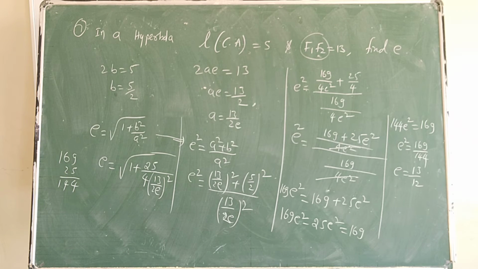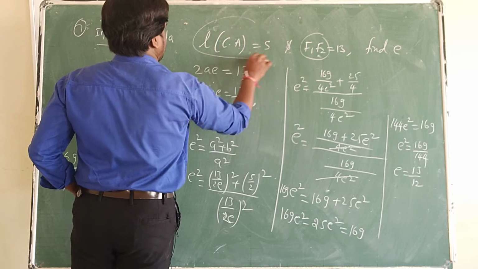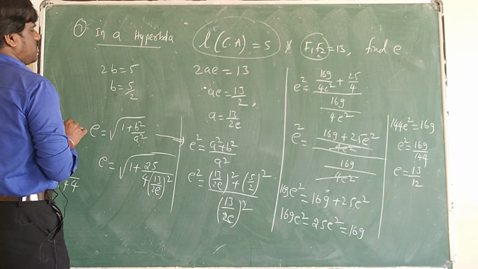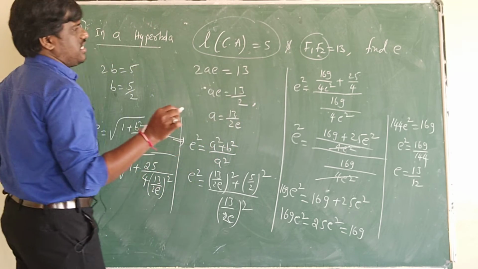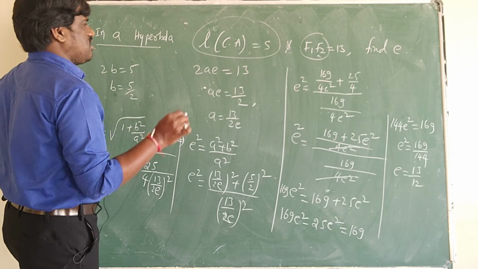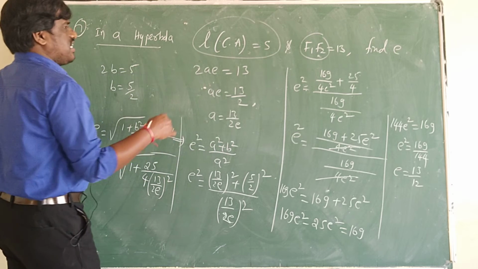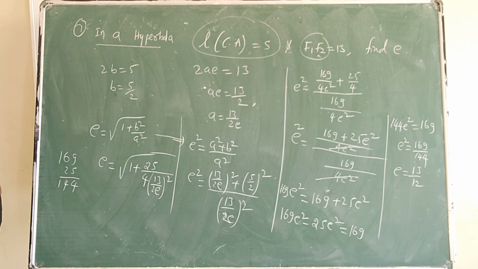So this is a JEE question. You need to understand here, in a hyperbola, the length of the conjugate axis, that is 2B, is equal to 5. And they have given the focal distance as 13, that is, the focal distance is 2AE. Substitute here and you need to find the eccentricity. The eccentricity formula is this. Substitute in this, simplify this, and you get the answer.